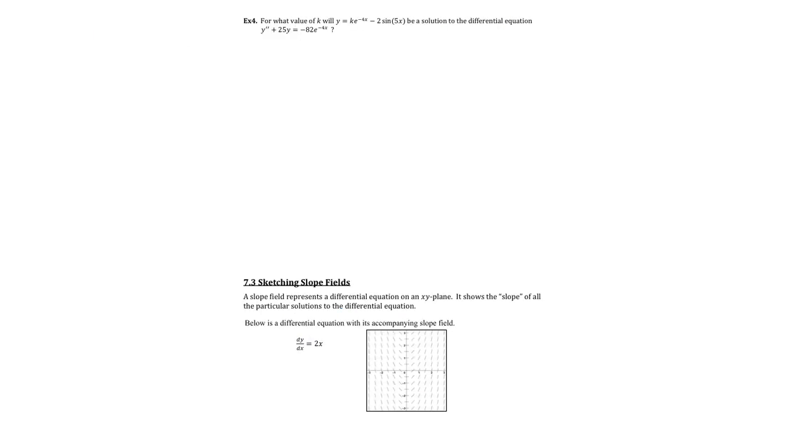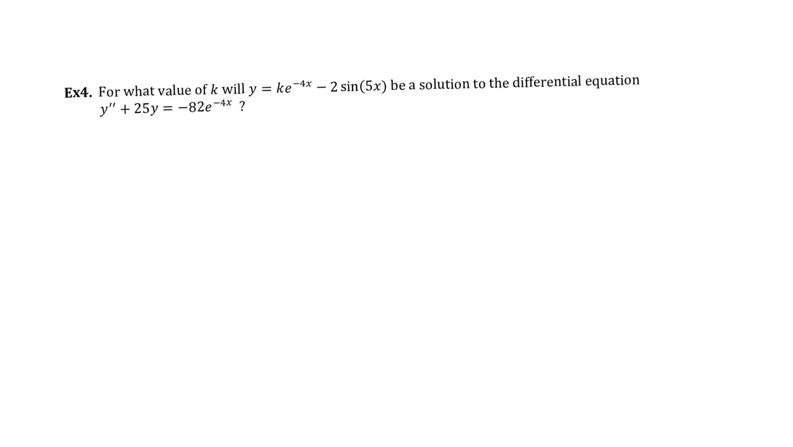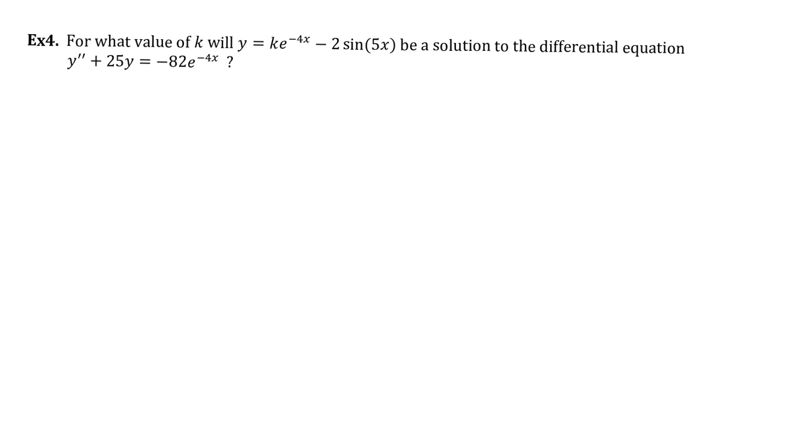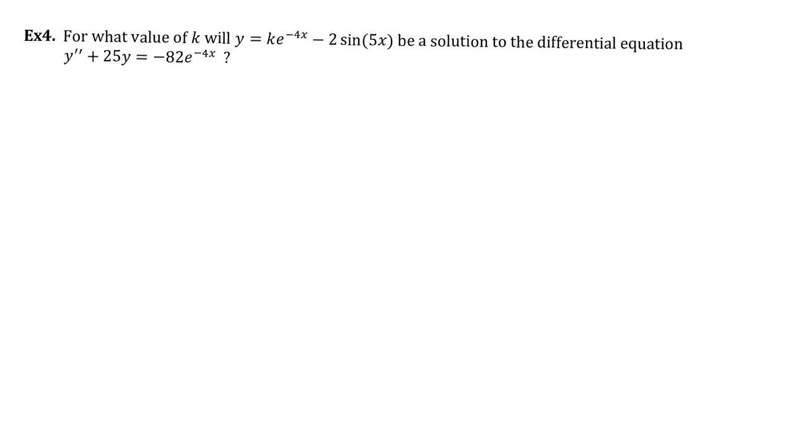Okay, one more. Last one. For what value of k will y equals k e to the negative 4x minus 2 times sine of 5x be a solution to the differential equation, the second derivative of y plus 25y equals negative 82 e to the negative 4x? Okay, let's read again. What are we even trying to find? We are trying to find k.